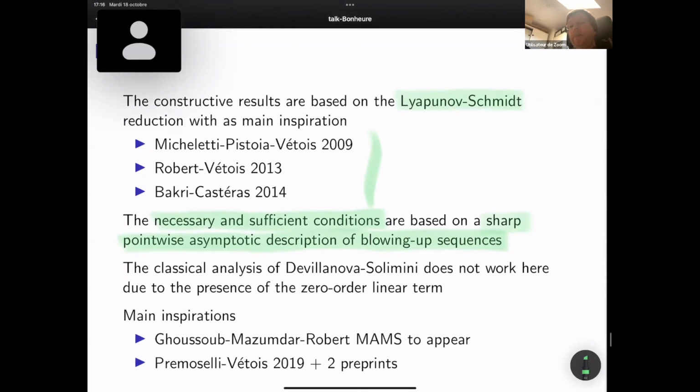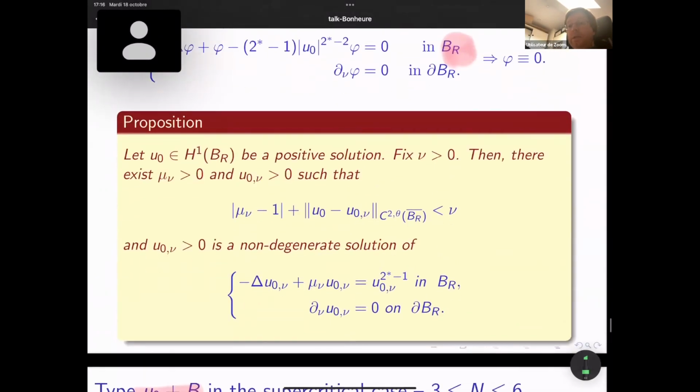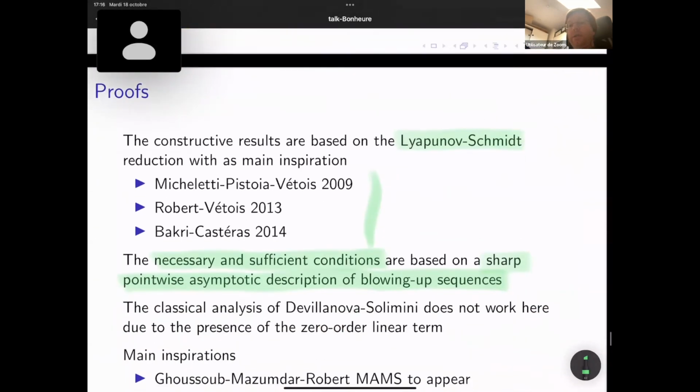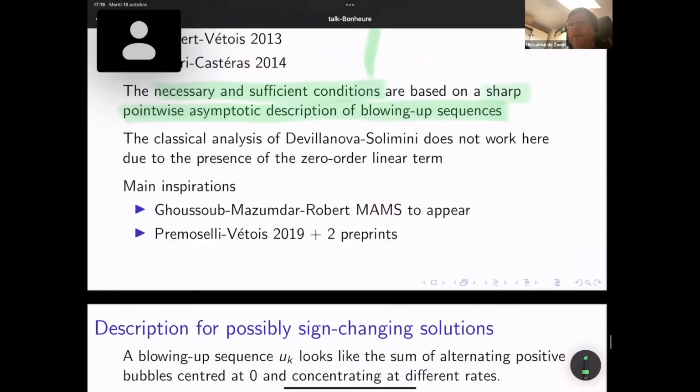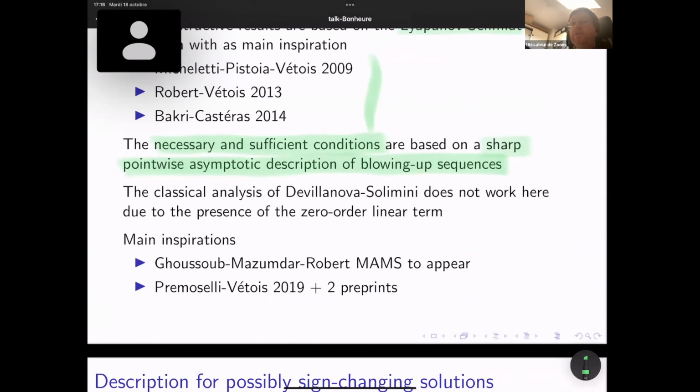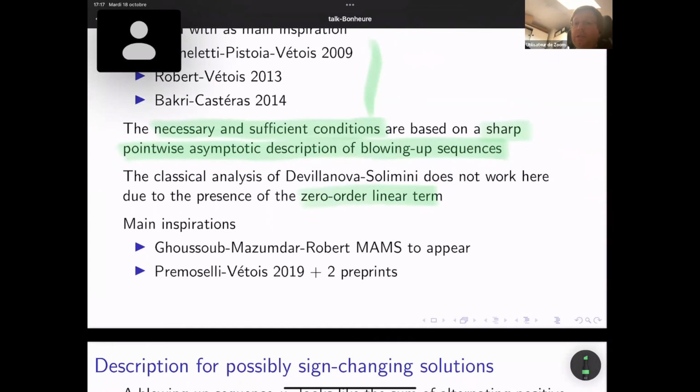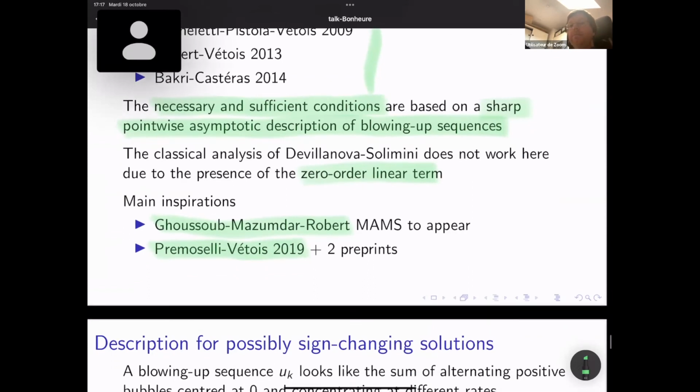And in fact, since we have this, you see here, well, it's not exactly the equation I wanted to show, but when you have a linear term here, there is a classical study by Solimini and De Villanova, which works without that term, but with the zero order linear term, things are a little bit more complicated. And in that case, we took our inspiration from a paper by, well, I wouldn't say a paper, it's almost a book by Gousssoup, Mazumdar, and Robert in the Memoirs of the AMS, and some papers and preprints by Premoselli, Vetois.